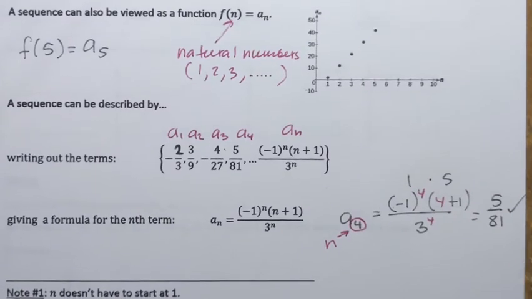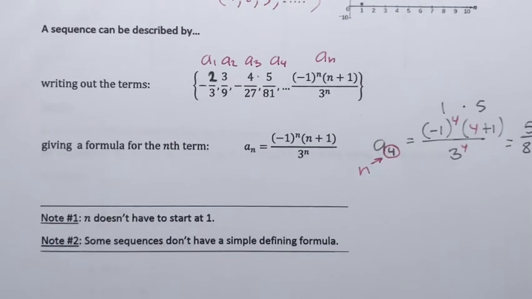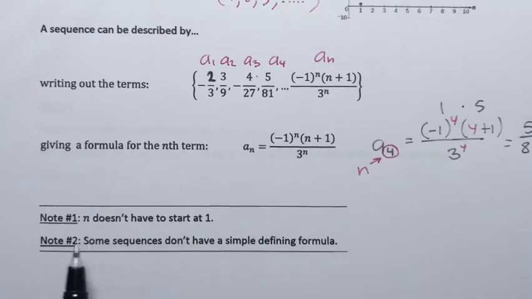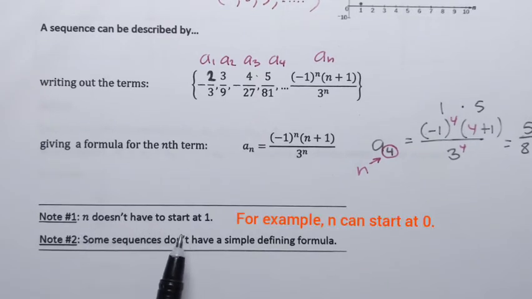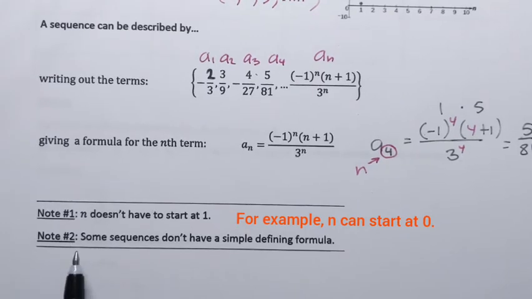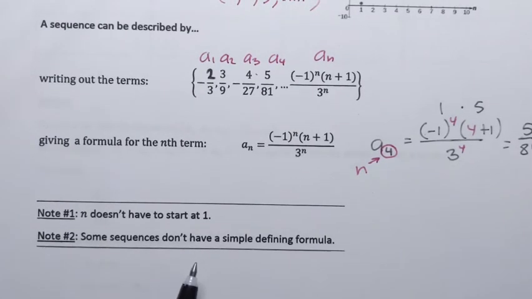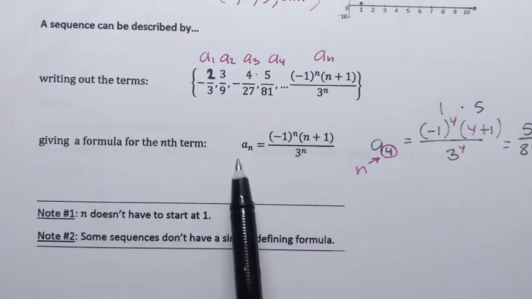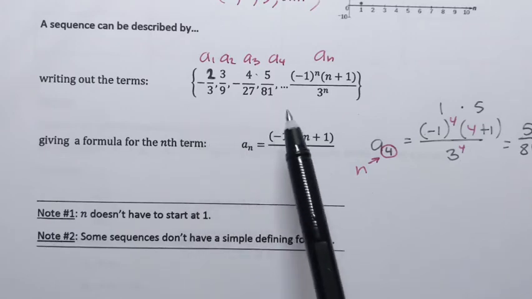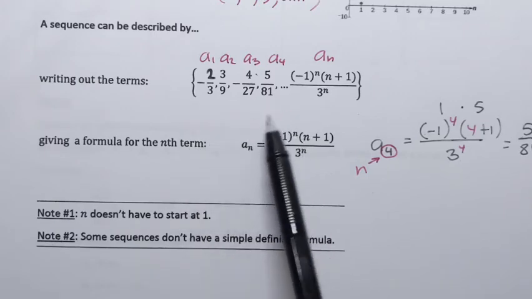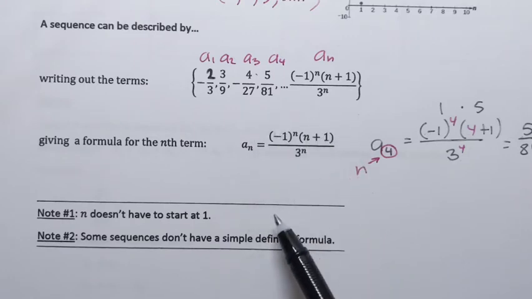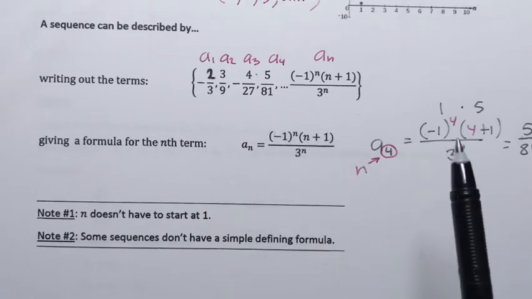There are a couple of notes that we need to keep in mind. The first one is that n doesn't have to start at 1. And note number 2 is that a lot of sequences don't have a simple defining formula like that. So even though we can see a list of terms, it's going to be either very hard or impossible to find a good-looking formula like that for many sequences.